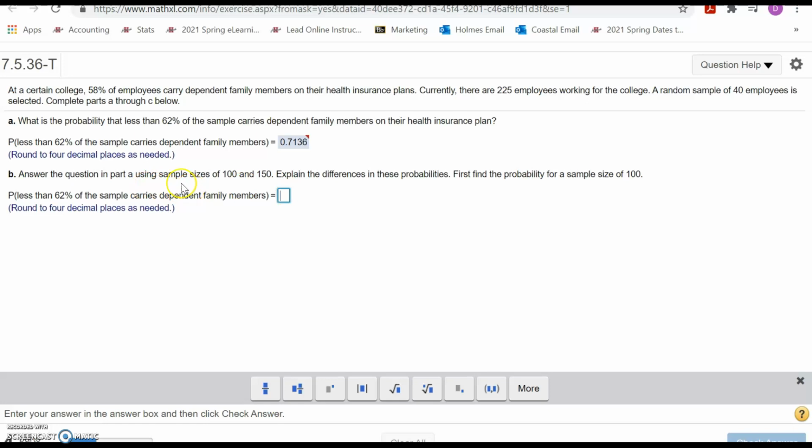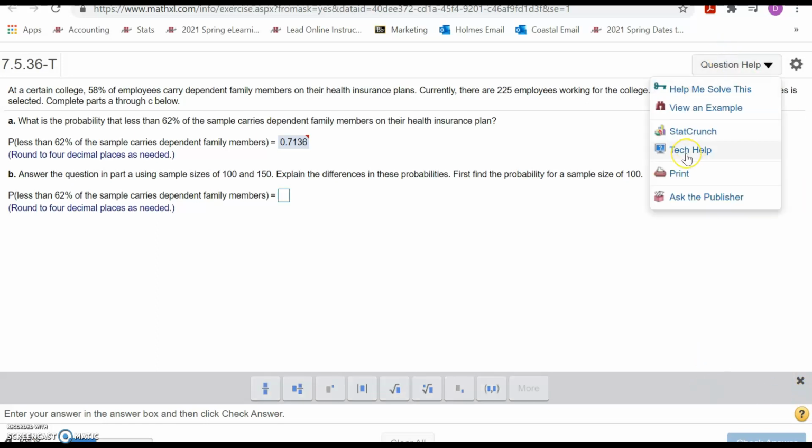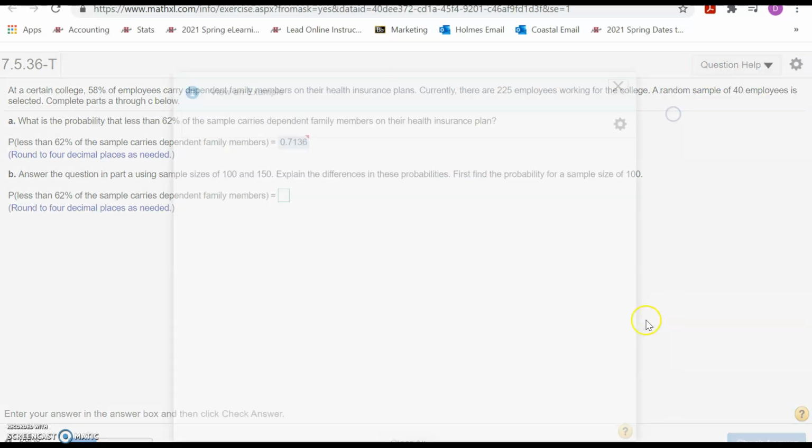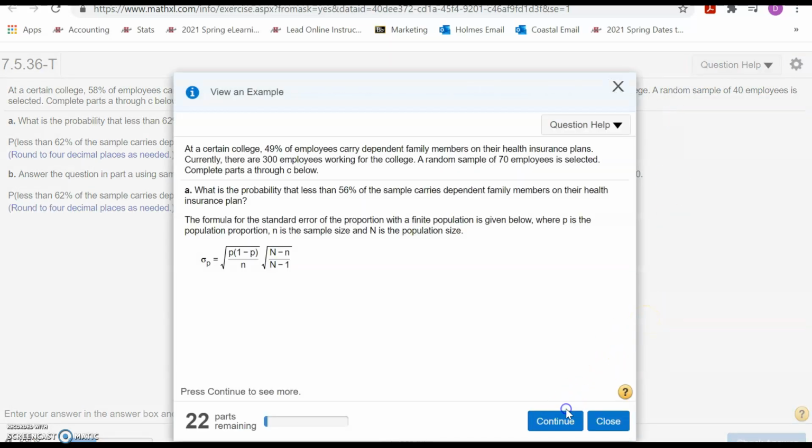Answer the question in Part A using sample sizes of 100 and 150. And what is the probability that less than 62% of the sample carries the dependent family members? So let's look at that.